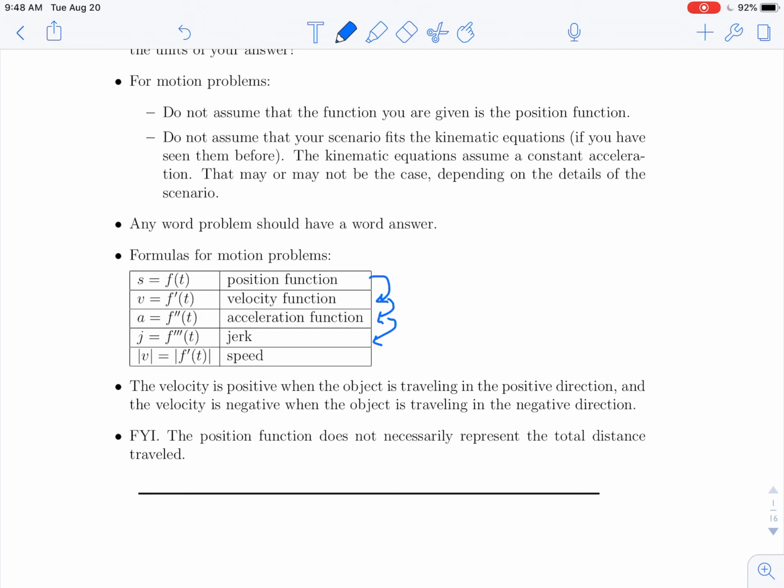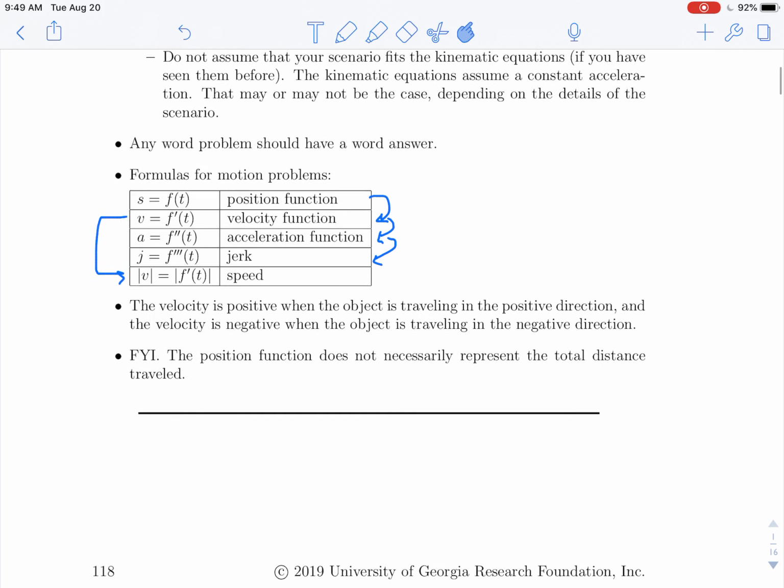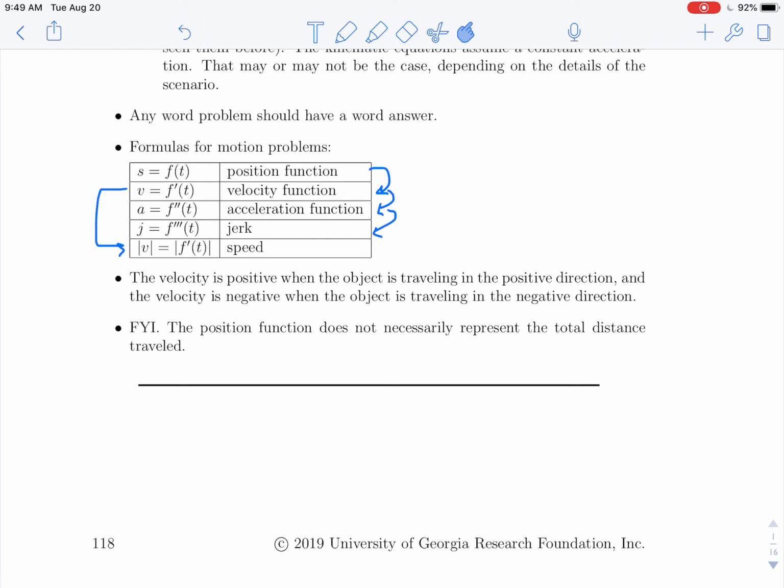And then there's not really a symbol for it, but the speed is the absolute value of the velocity function. And so you get the speed from the velocity by taking the absolute value. So speed can't be negative, but velocity can be negative.